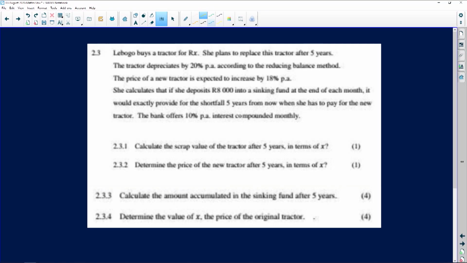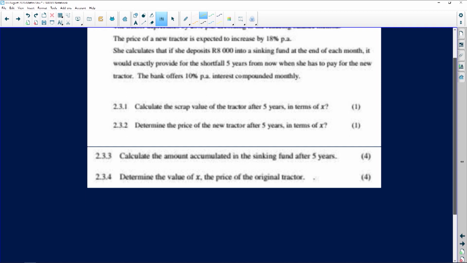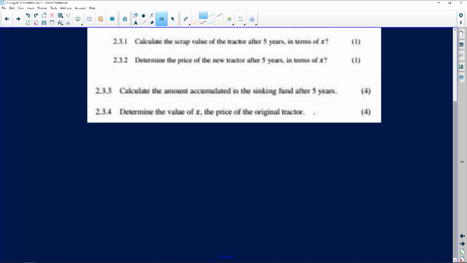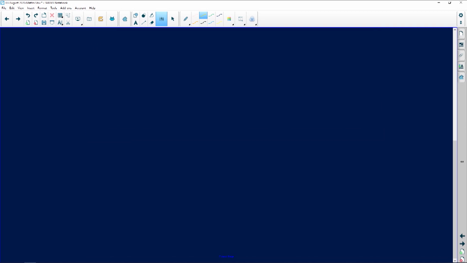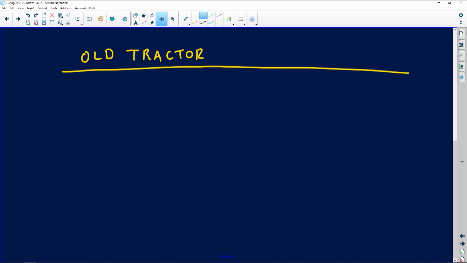Right. So let's go through this story and read what is going on here. We are told here that Leboho buys a tractor for an unknown amount of money. Allow me to begin here by saying he's going to buy a tractor, right? So we're going to have the old tractor. This is the one that he is actually owning, that he buys for an unknown amount, versus the new one that he is going to need to buy after a certain amount of time.